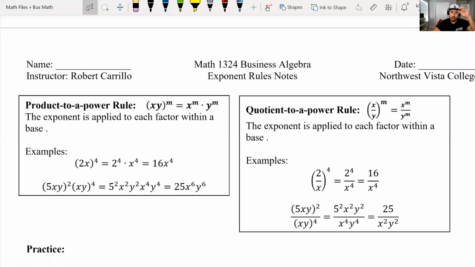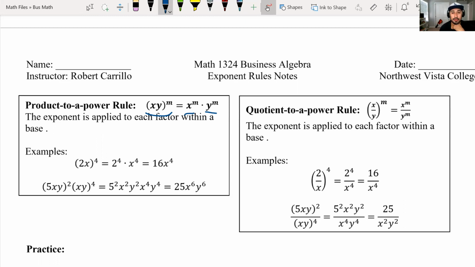Okay, cool. All right, new rules. Here's the product to a power rule. So if it's x times y to the m, then x and y will both be raised to the m power.